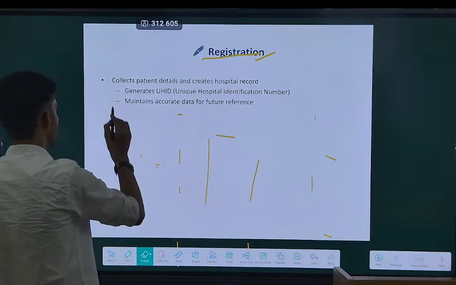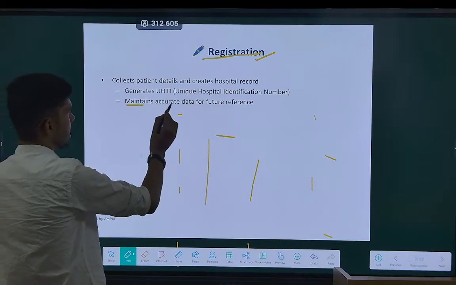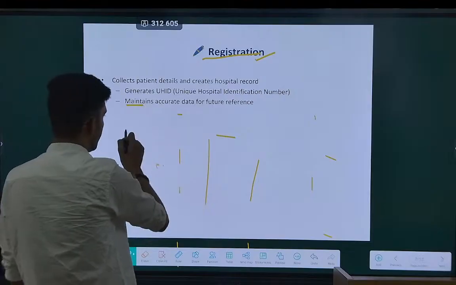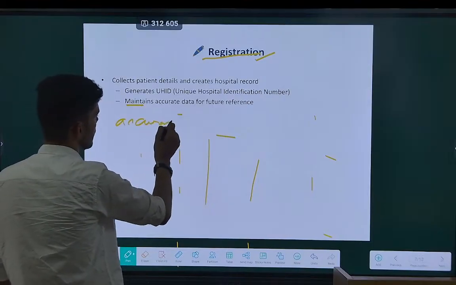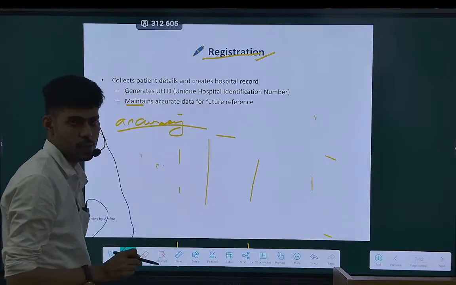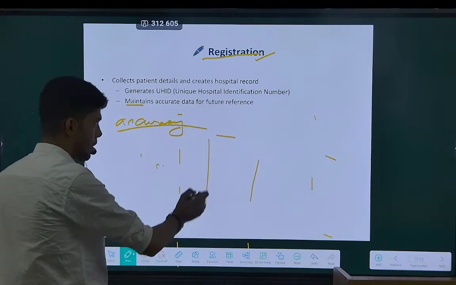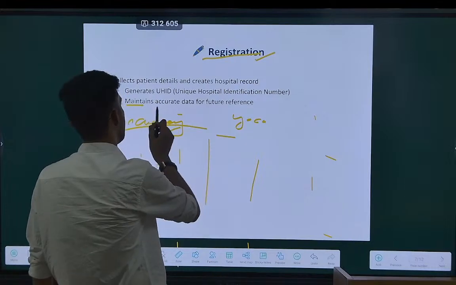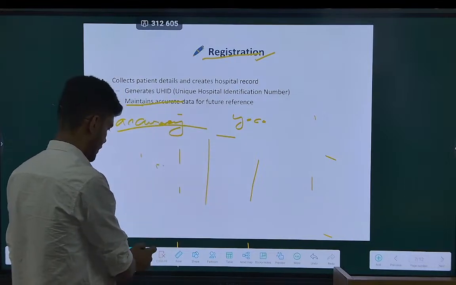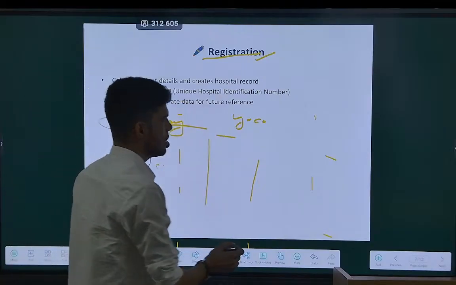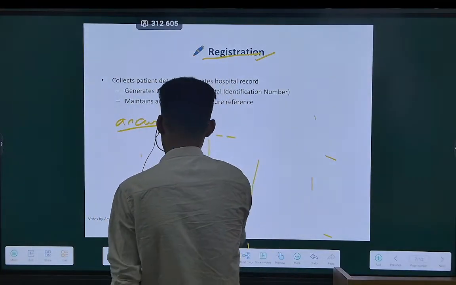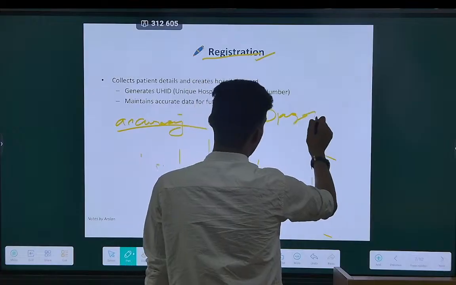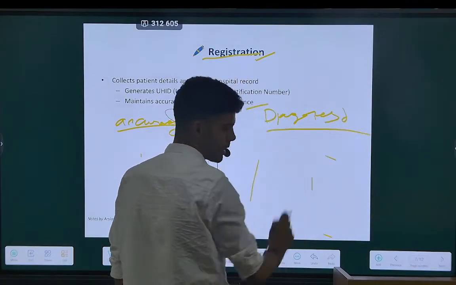Now comes the second point: maintain accurate data for future reference. This is very important. Accuracy in a hospital, in any department, is very important because accuracy is key here. You cannot make a mistake when there is a question of people's lives. So you must have accurate details and maintain them for future reference. Suppose today a patient came and got registered and diagnosed, so you also need to have their proper report for the future.